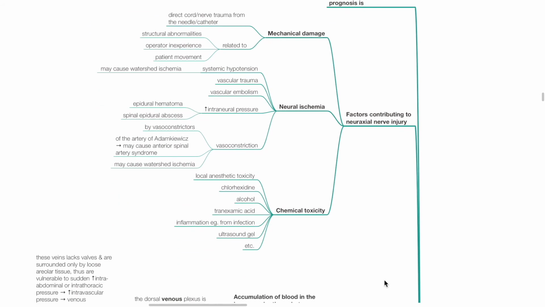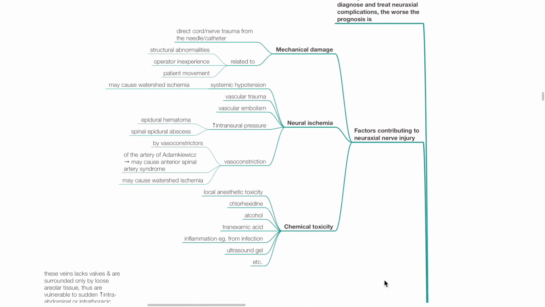Factors contributing to neuraxial nerve injury include mechanical damage, for example, direct cord or nerve trauma from the needle or catheter. Mechanical damage is related to structural abnormalities, operator inexperience, and patient movement. Neural ischemia may be caused by systemic hypotension, which may cause watershed ischemia of the spinal cord.